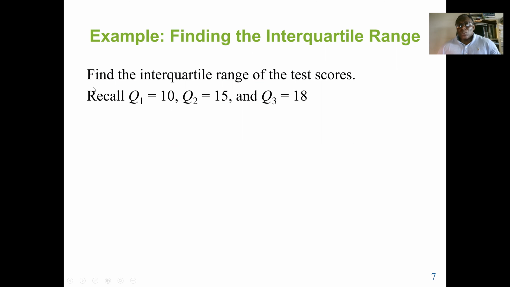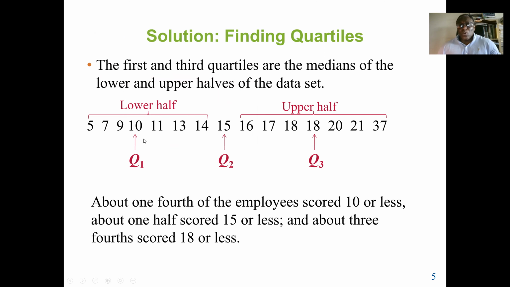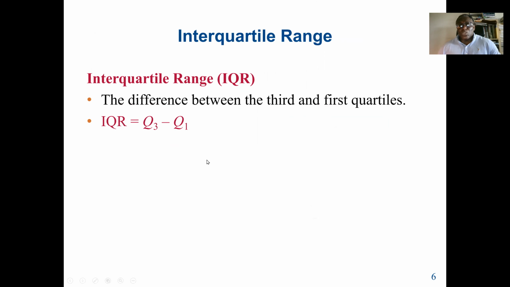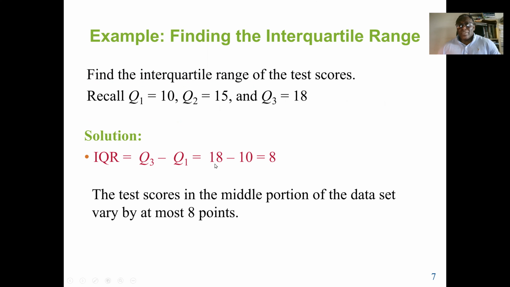So we are using the first example again. We were able to find Q1 to be 10. I'm talking about the first example here. Q1 was 10, Q2 was 15, Q3 was 18. Now, if they say we should find the interquartile range of this data set, it will be 18 minus 10, or Q3 minus Q1. And that's what we should have here. So we have 18 minus 10, Q3 minus Q1, and our score is 8.